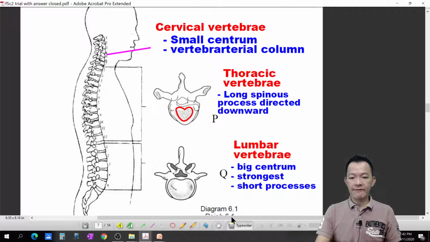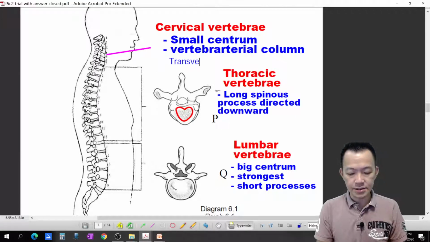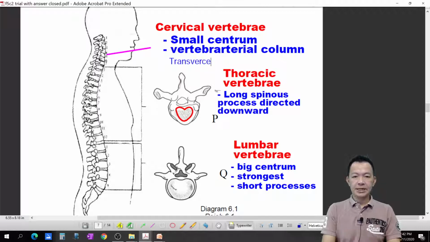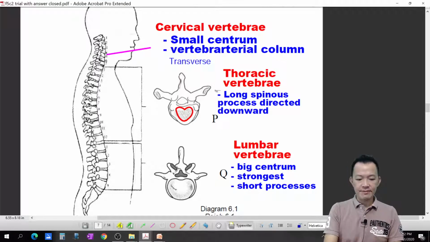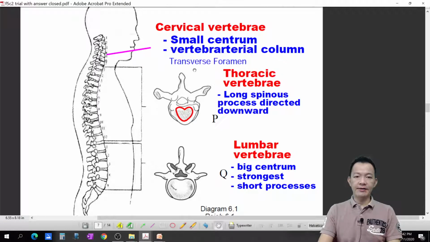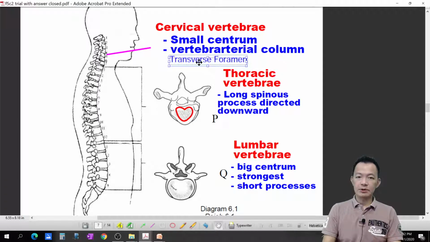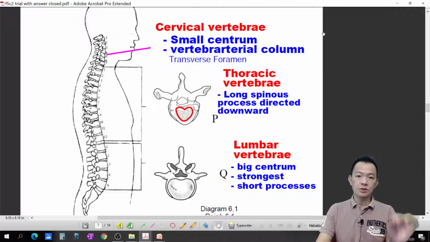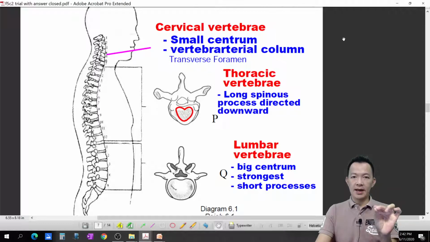Normally we call these transverse foramens. If referring to the two holes together, it is called transverse foramina. So this is the cervical vertebra. Anything difficult? I don't think so.